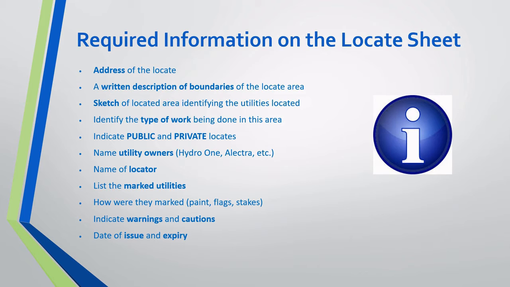Name the utility owners. Name of locator. List the marked utilities. How were they marked? Indicate warnings and cautions, date of issue, and expiry.